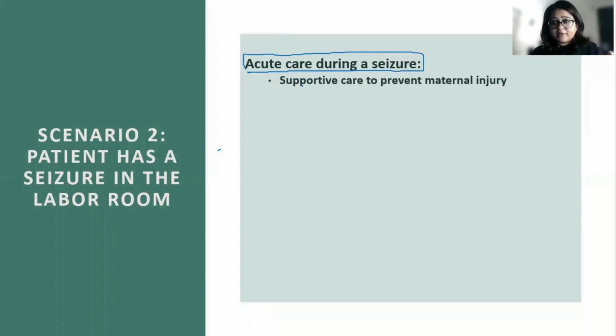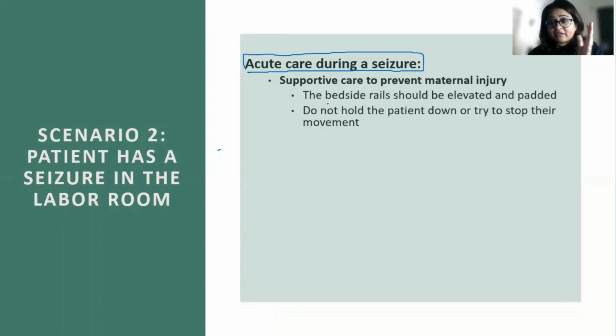Ideally, severe preeclampsia, eclampsia patients are kept on a bed with side railings. So put up the railings if they're not already put up, or put pillows around her so she doesn't end up injuring herself. Okay, make sure the railings are padded. Do not try to hold the patient down or stop their movement. That will only worsen the situation. So do not hold the patient down, do not try to stop it. Just make the surroundings around her more comfortable so she doesn't injure herself.